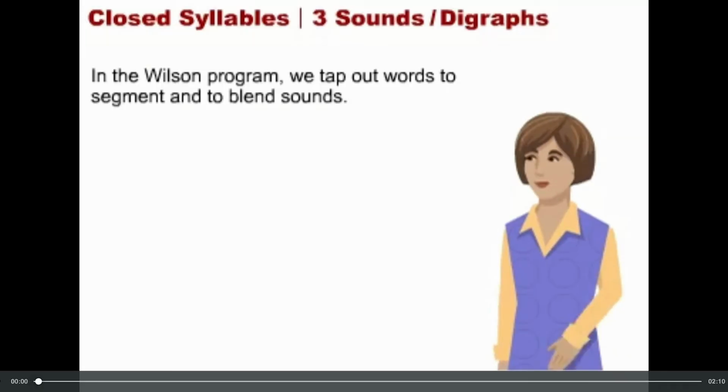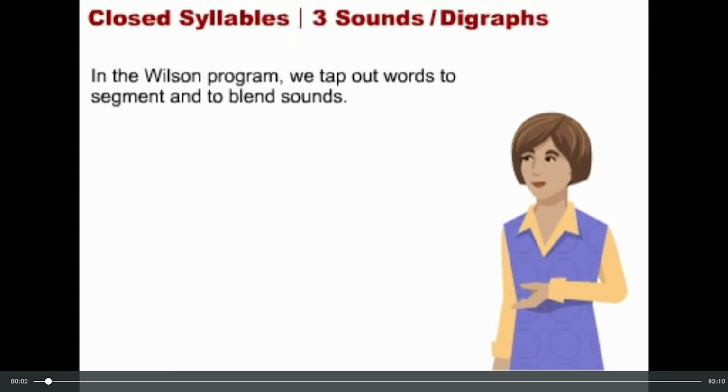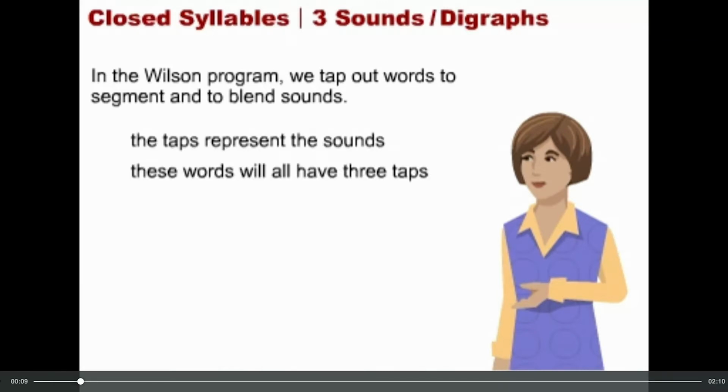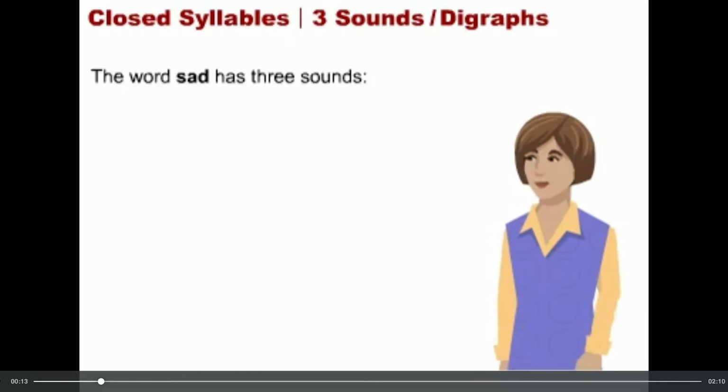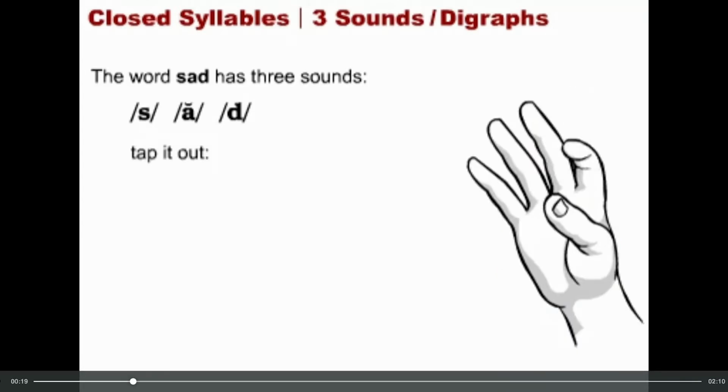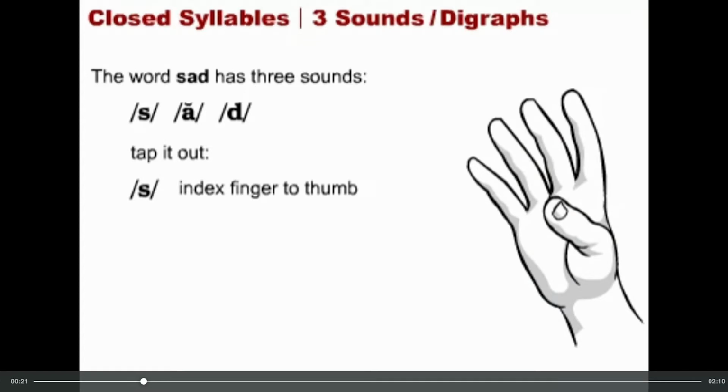In the Wilson program, we tap out words to segment and to blend sounds. Since the taps represent the sounds, these words will all have 3 taps. Change fingers for each tap. The word sad has 3 sounds: s, a, d. You should tap it out: s, index finger to thumb, a, middle finger to thumb, d, ring finger to thumb.